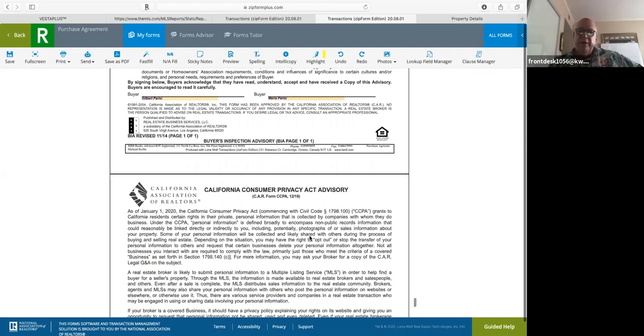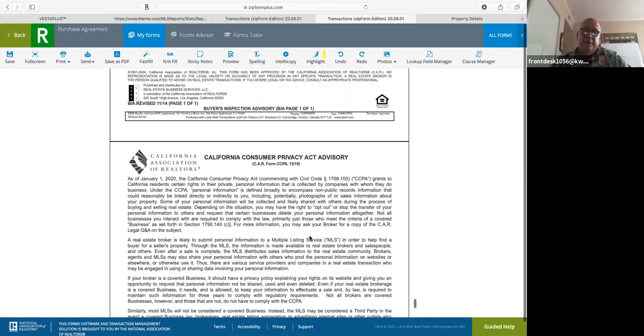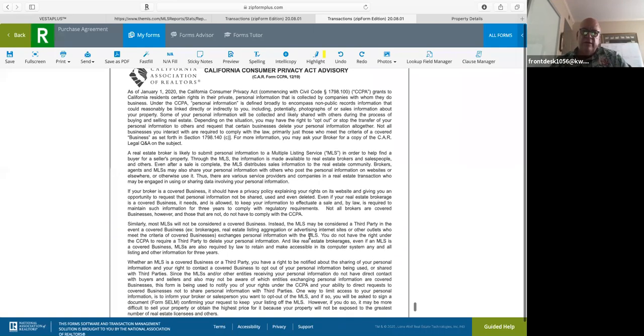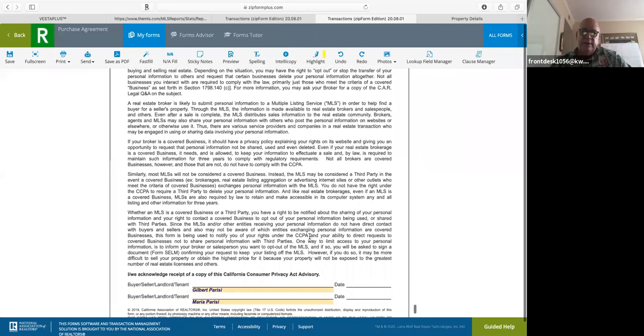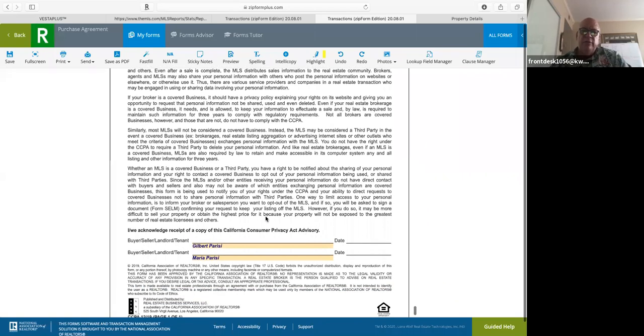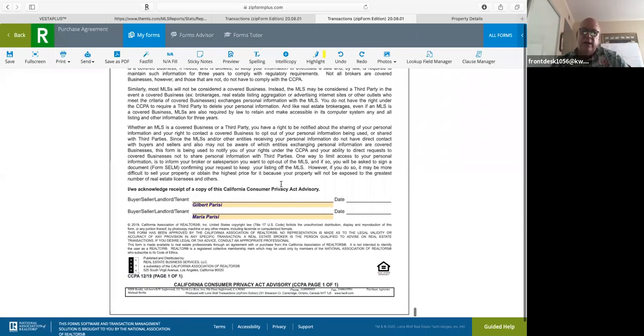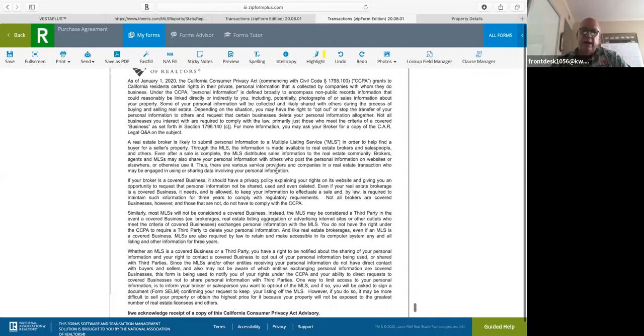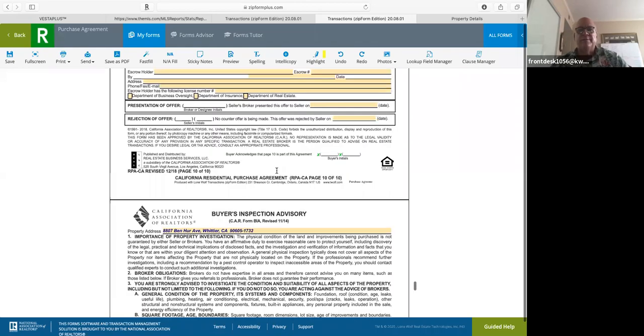Then we have the California Consumer Privacy Act advisory. Again, this was new as of December 19. It's government at its best, but it is something that you have to put with every offer. When you use DocuSign, it typically doesn't default to this, so you have to go in and add your client's name in the DocuSign program. I'm not sure why. It's a glitch that's in the system.